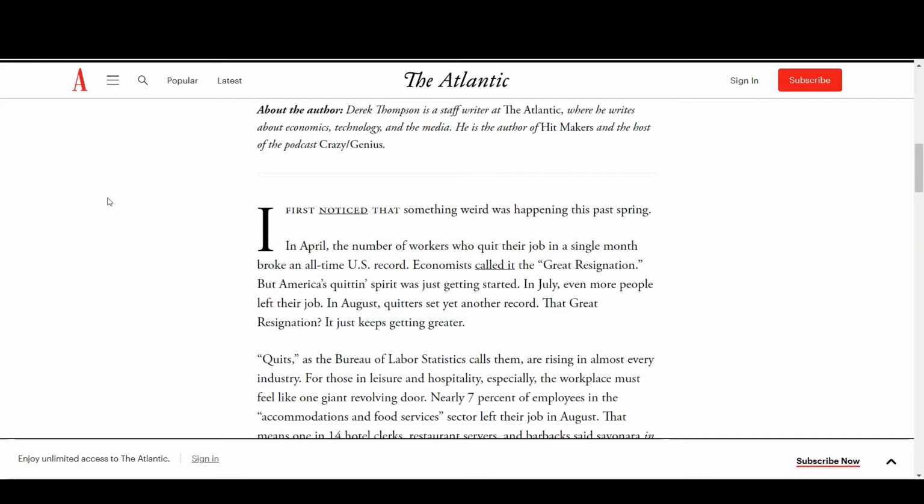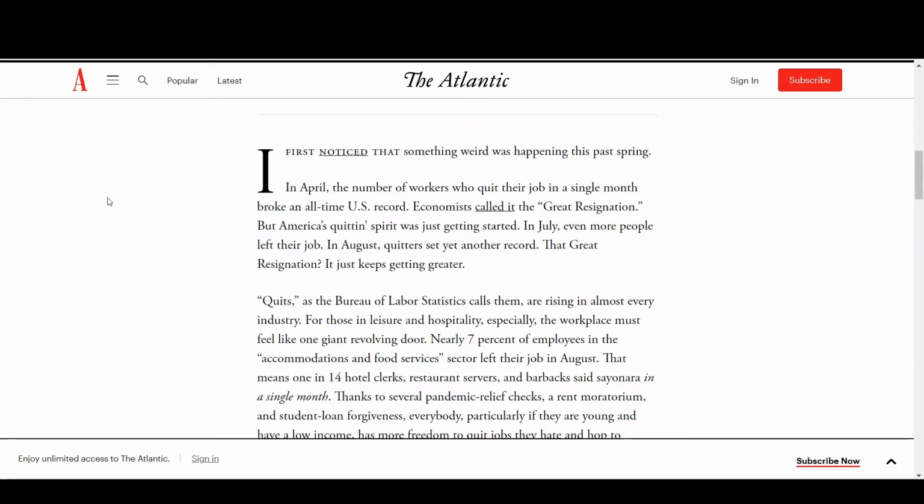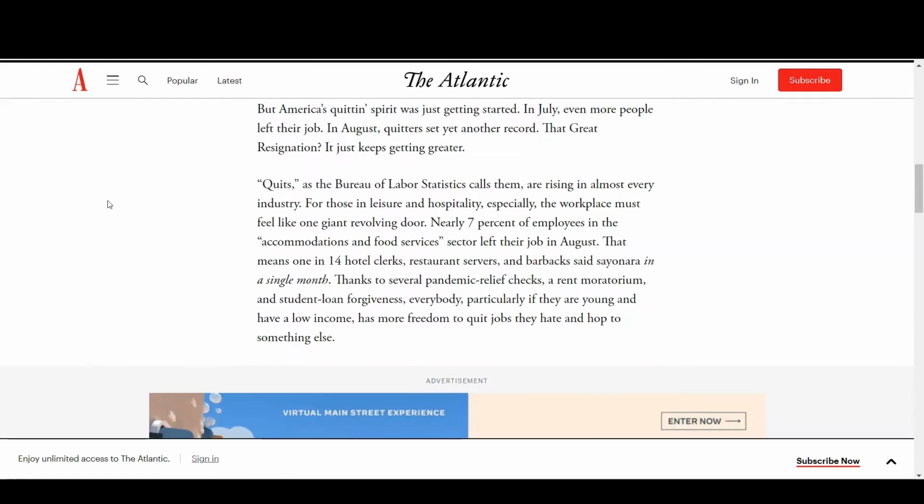Quote, I first noticed that something weird was happening this past spring. In April, the number of workers who quit their job in a single month broke an all-time U.S. record. Economists called it the Great Resignation. But America's quitting spirit was just getting started. In July, even more people left their job. In August, quitters set yet another record. That Great Resignation just keeps getting greater. Quits, as the Bureau of Labor Statistics calls them, are rising. That's a terrible term. Are rising in almost every industry. For those in leisure and hospitality especially, that makes sense, right?